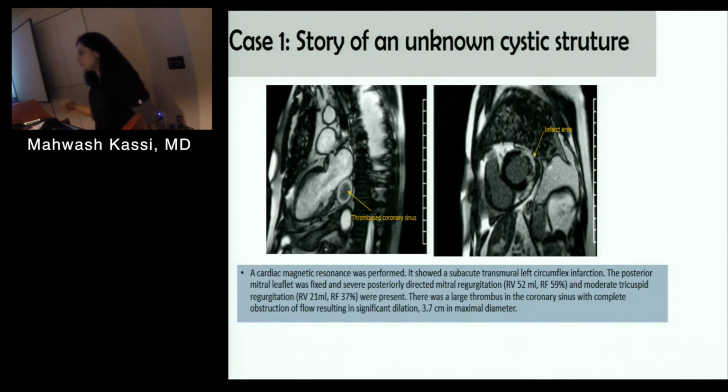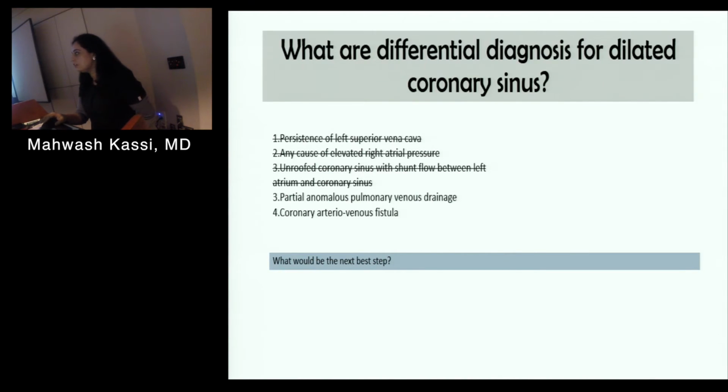Going back on the case, this is a gentleman who had a recent non-ST elevation MI and now has ischemic MR. His circumflex is completely occluded, and he has a coronary sinus that is thrombosed. Remember, there was one differential that Jeff mentioned, because of his aneurysm, maybe these two are related.